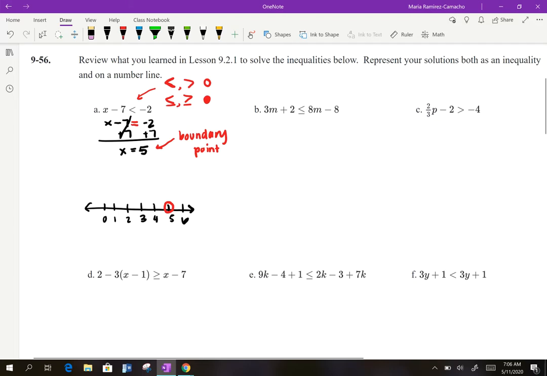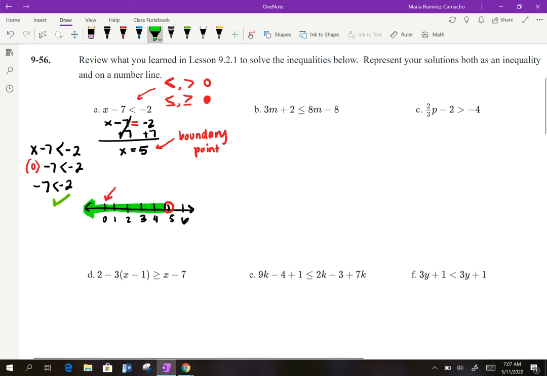For example, I'm going to plug in 0, because 0 is a pretty easy number to plug in. And if 0 makes my inequality true, I'm going to shade towards 0. Here's my original inequality, what we started with. I'm going to plug in 0. 0 minus 7 is just negative 7. Is negative 7 less than negative 2? The answer is yes. This works. And so we're going to shade towards 0 in the left direction.